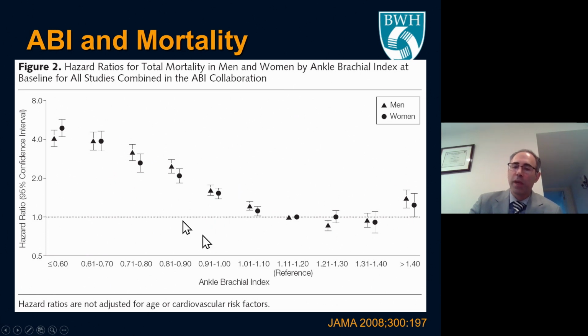And we used to give people, and some studies challenge this, but we used to give people a pass if their ankle brachial index was 0.9 to 1. But clearly, that's not totally normal, because the increase in mortality is seen there. And then as that ABI drops down to 0.6 or less, the mortality goes even higher.